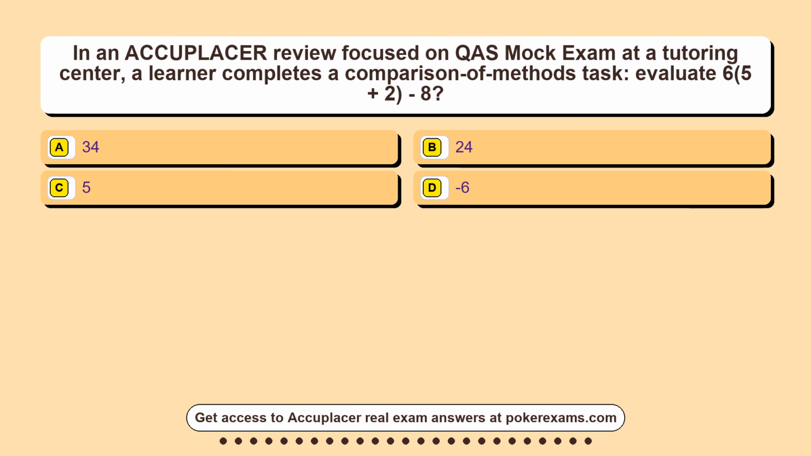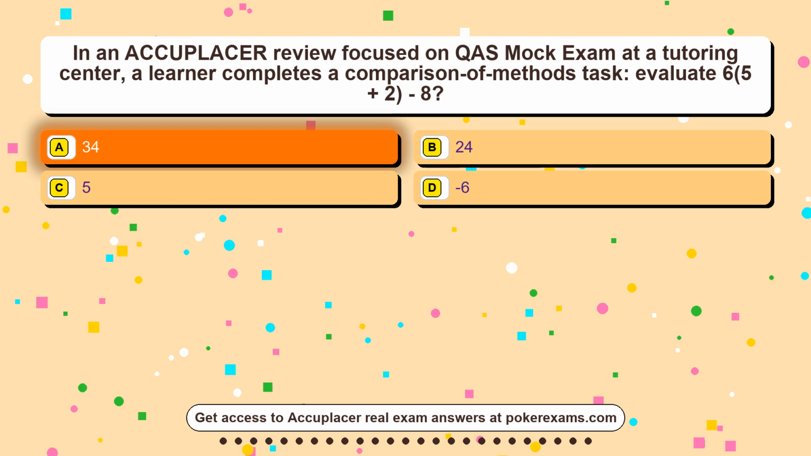Question 23. In an ACCUPLACER review focused on QAS mock exam at a tutoring center, a learner completes a comparison-of-methods task. Evaluate 6(5 plus 2) minus 8. Option A, 34. Option B, 24. Option C, 5. Option D, minus 6. The correct answer is option A, 34.